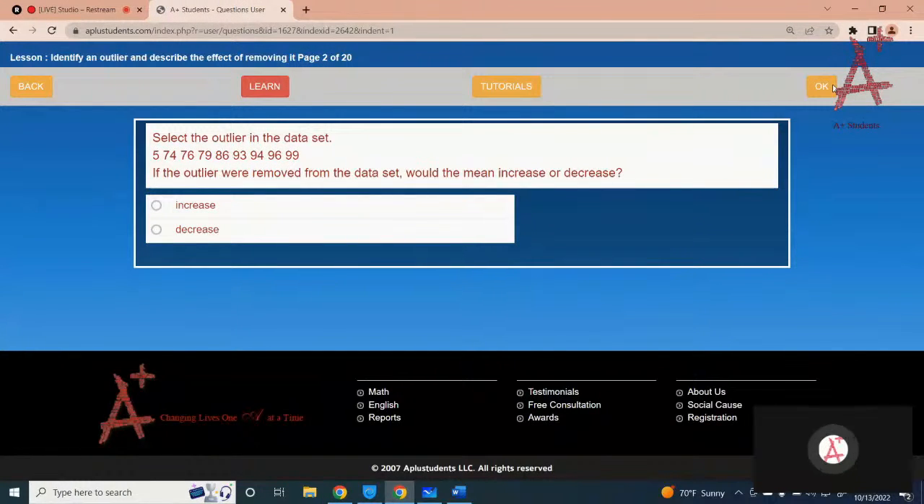Okay. The next one: select the outlier in the data set. If the outlier were removed from the data set, would the mean increase or decrease? Again, the outlier is a small number, 5. When you remove the small value, the mean is increased. Got it? So in this case the mean is increased.